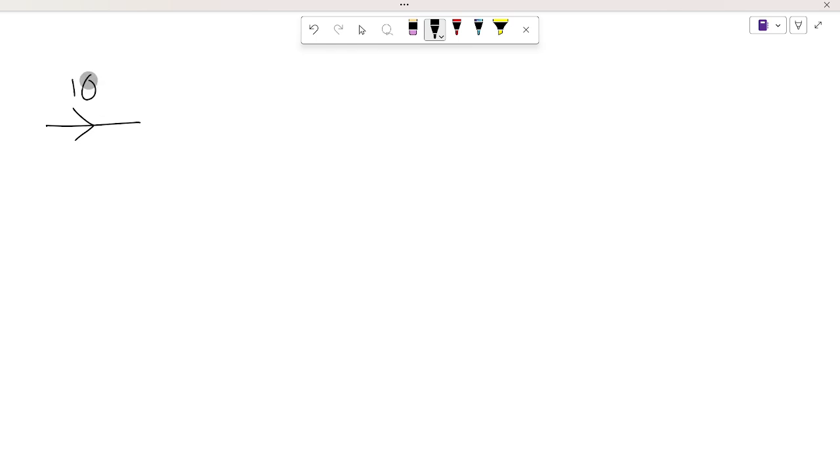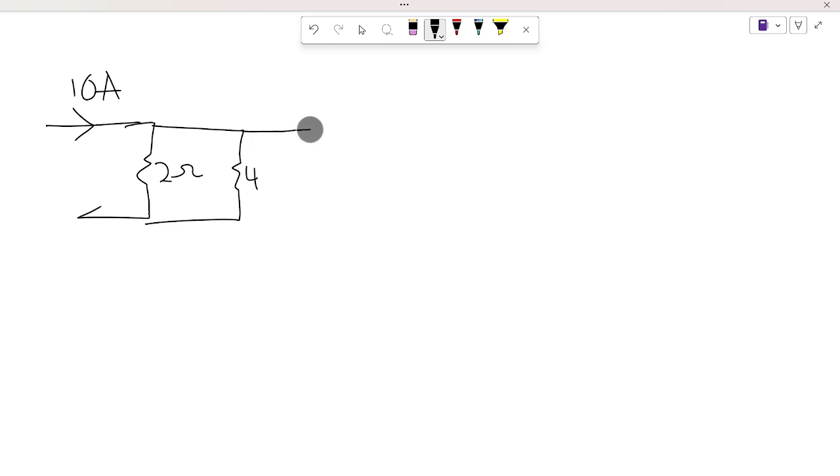Assuming we have a current of 10 amperes flowing through this circuit, we have our first resistance here with 2 ohms. Then we have our second resistor, 4 ohms. And we have our last resistor in this arm, so 1 ohm. So this is our effective circuit. It can't be further reduced, so we are going to keep it this way.